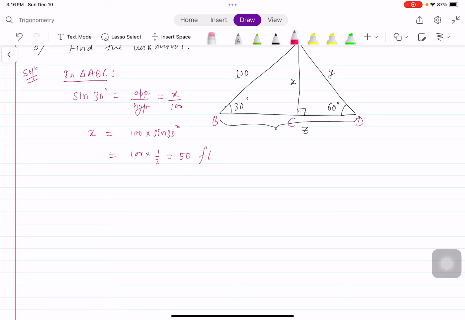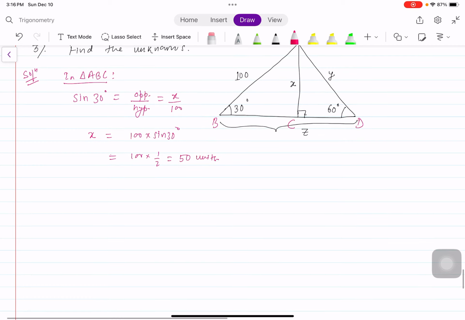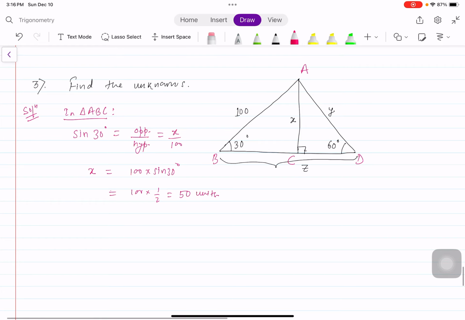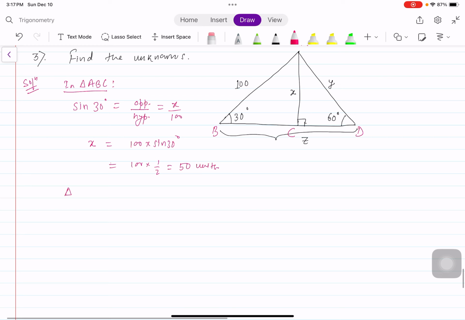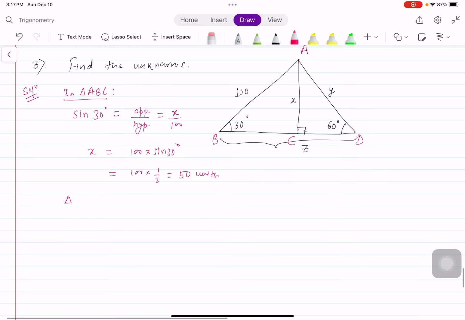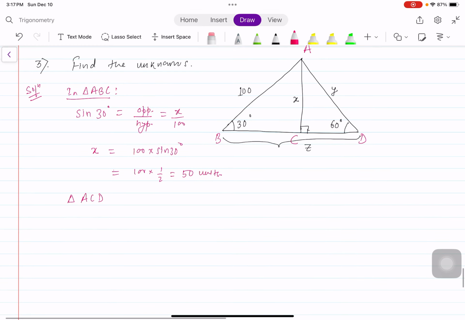So 100, no units involved. So 100, just 50 units. Similarly, we can find y. So which triangle is useful in this case? Triangle ACD. In triangle ACD, what is useful? 60 degree.